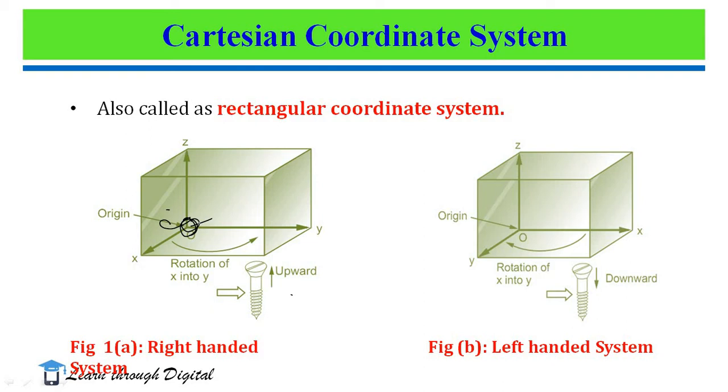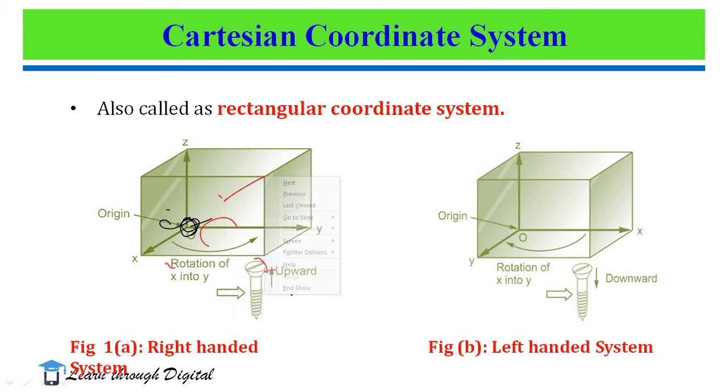There are 2 types of systems called the right-handed system and the left-handed system. Note down the difference between them. The right-handed system means if the x-axis is rotated towards the y-axis through a smaller angle, then this rotation causes the upward movement of a right-handed screw in the z-axis direction. So this is the right-handed system.